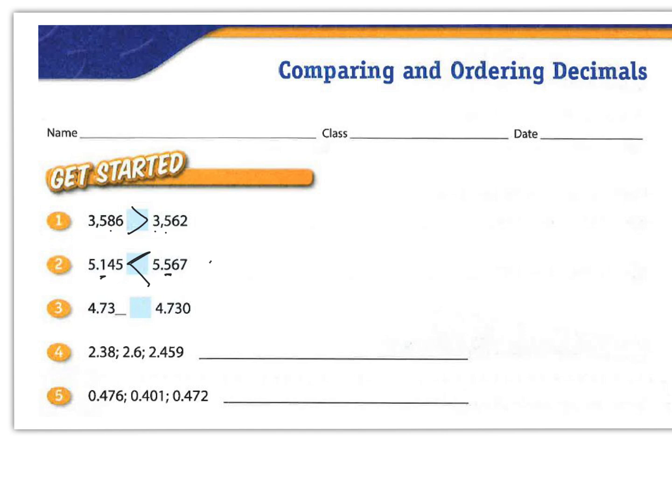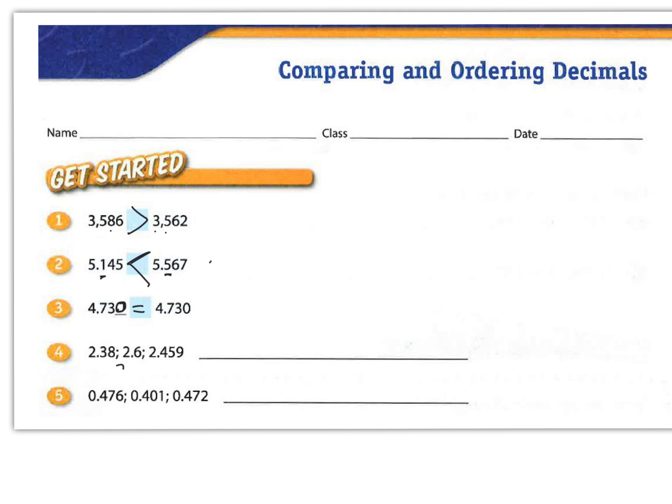bigger. Here we have 4 and 73 hundredths. Here we have 4 and 730 thousandths. But look, can I add a 0 here? I sure can. And now we can see that they are exactly the same. All right, these we have to put in order.